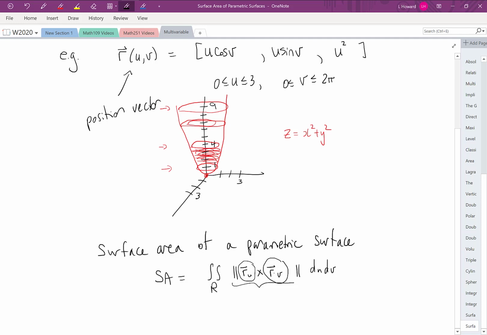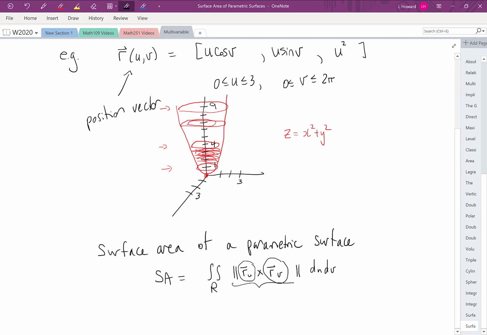You're taking the cross product of those. So that gives you another vector in 3D. And then you take the length of that. And that gives you an integrand that can be integrated over your region R. So that's how we're going to find surface area of a parametric surface.